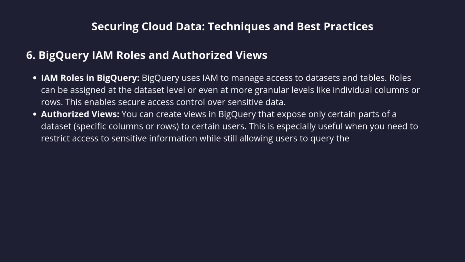Authorized views. You can create views in BigQuery that expose only certain parts of a dataset, specific columns or rows, to certain users. This is especially useful when you need to restrict access to sensitive information while still allowing users to query the non-sensitive parts of the data.